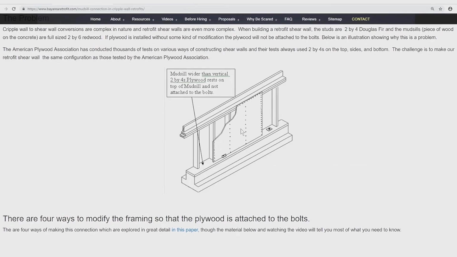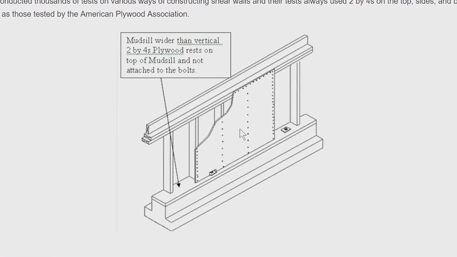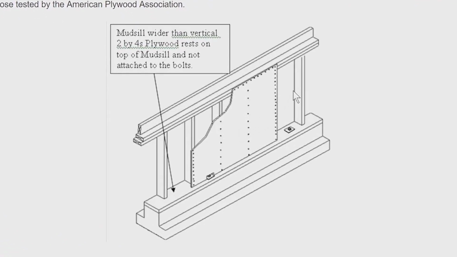This shows why the plywood to mud sill connection can be so problematic. The 2x4 is right here, that's part of the cripple wall, sitting on top of the mud sill, which is 6 inches wide. So we have 4 inches wide, 6 inches wide. There's a 2-inch difference. So when you put a piece of plywood on there, it just sits on top of the mud sill and is not connected to the bolts. So when the piece of plywood slides in an earthquake, it won't transfer into the bolts like we would like it to.